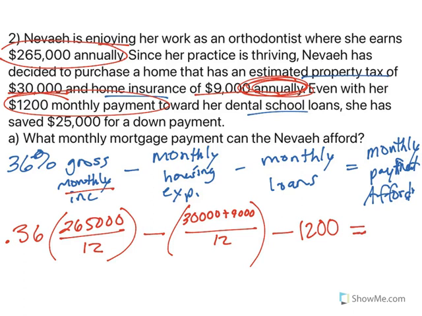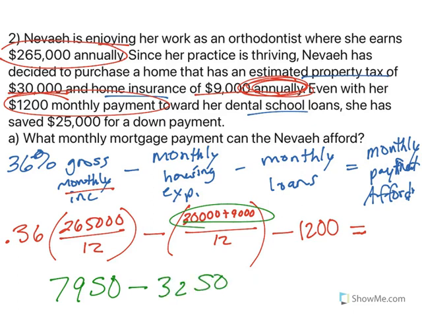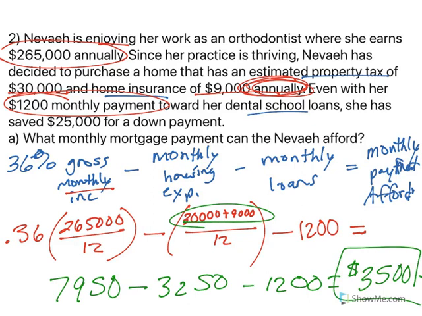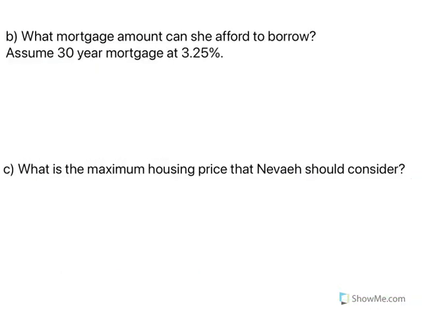So if we break this down, 0.36 times all of this gives me $79.50. 39,000 divided by 12 gives me $32.50 minus 1,200. When I subtract all that, comes out nicely, $3,500. So Nevaeh can afford a $3,500 house payment based off this information.